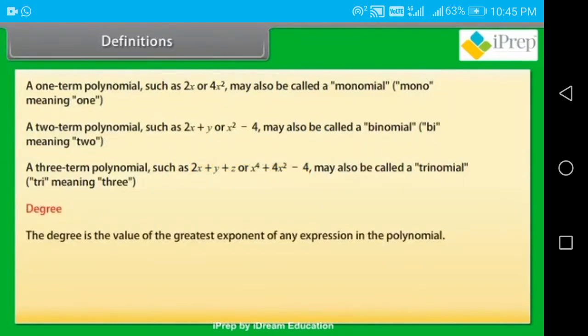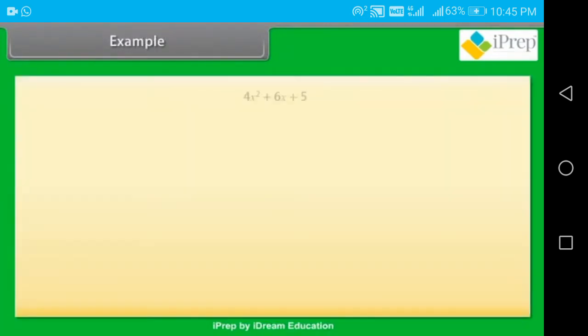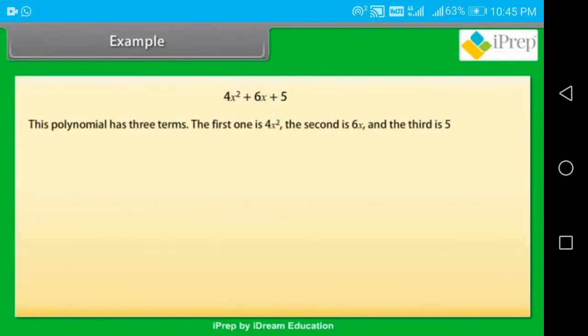Degree. The degree is the value of the greatest exponent of any expression in the polynomial. To find the degree, all you have to do is find the largest exponent in the polynomial. Example: 4x square plus 6x plus 5. This polynomial has 3 terms. The first one is 4x square. The second is 6x, and the third is 5.